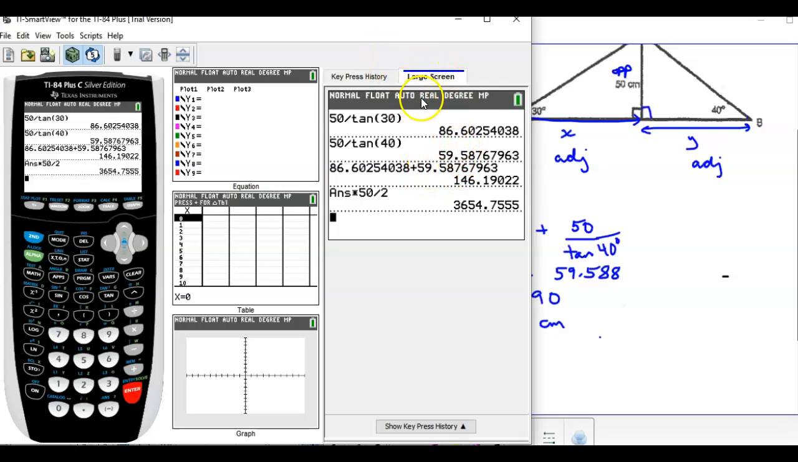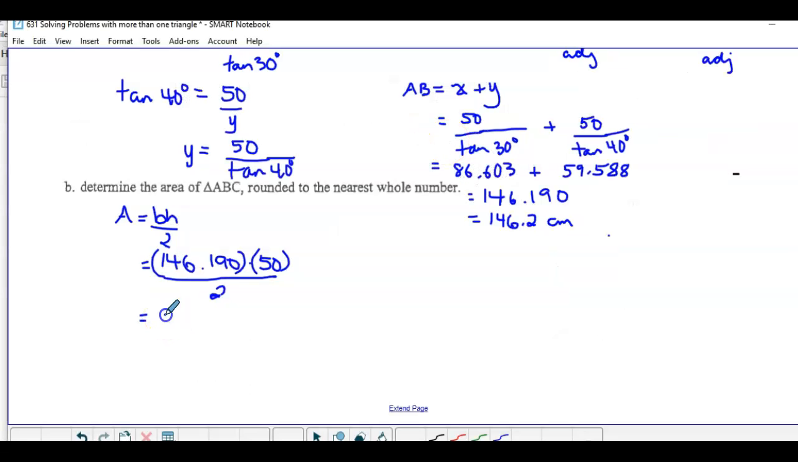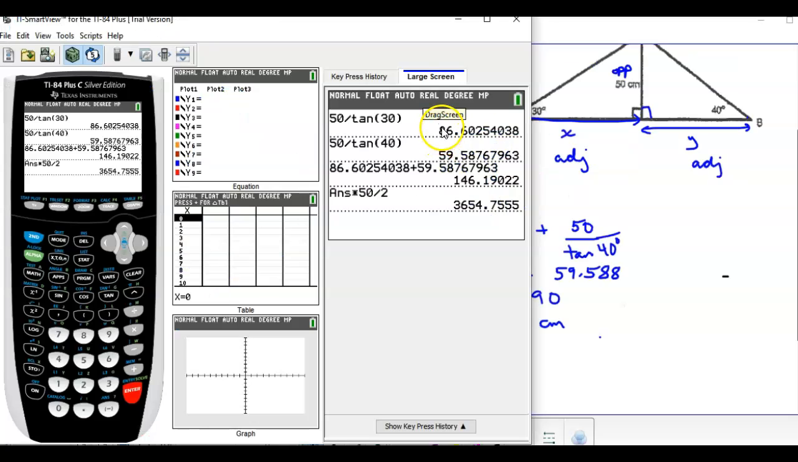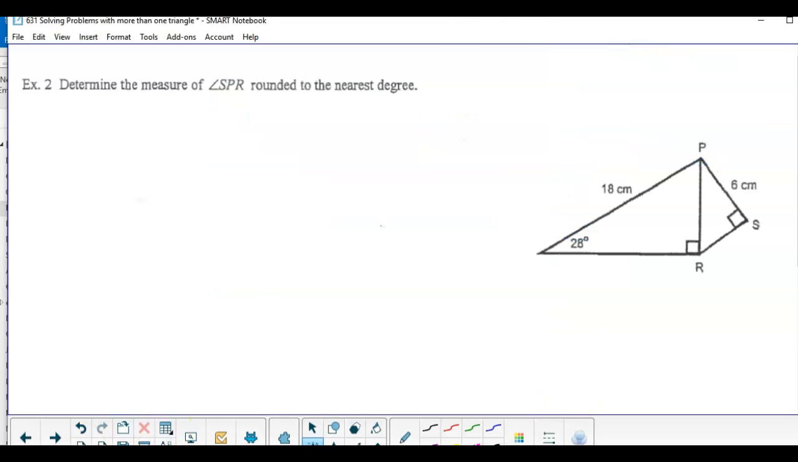Okay, so 3,654. Now that's the last part of this question. So now I can just round and show it to 1 decimal place now. So 3,654.8. And units are centimeters squared. Okay, on to the next one. 54.